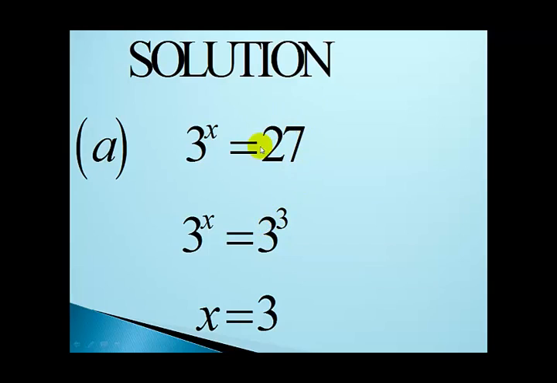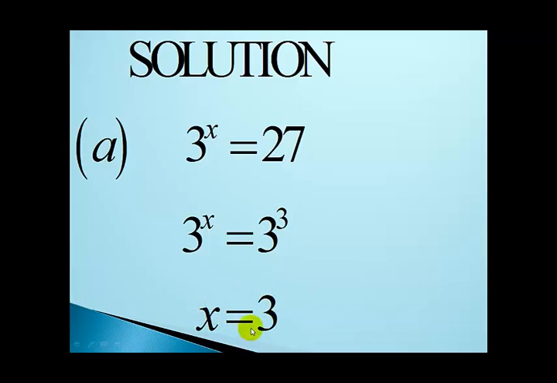And 27 can be expressed as 3 raised to the power 3 because 3 raised to the power 3 is the same as 27. Now we can see that the bases are now the same, and therefore we can equate the exponent. The exponent on the left hand side is x, and the exponent on the right hand side is 3, and therefore x is equal to 3.